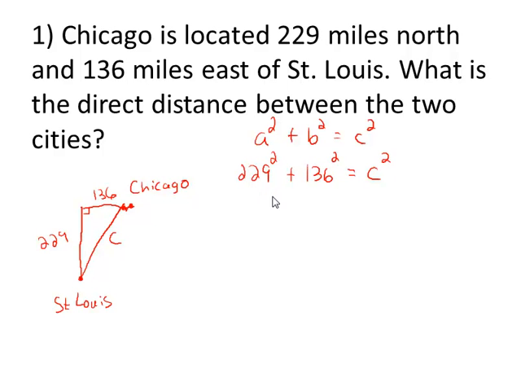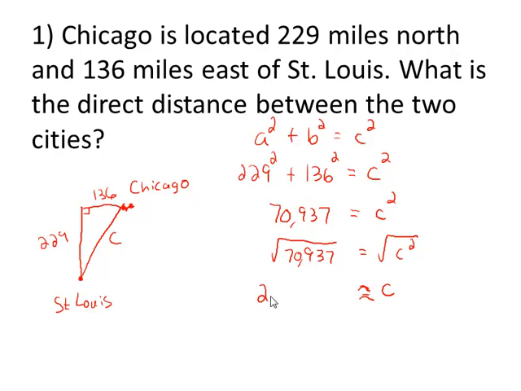Next we want to compute 229 squared plus 136 squared, and that is equal to 70,937. Now to figure out what c is, we'll just take the square root of both sides. Again, we'll ignore the negative square root because the distance cannot be negative. The square root of 70,937, approximately, rounded to 2 decimal places, is 266.34 miles.